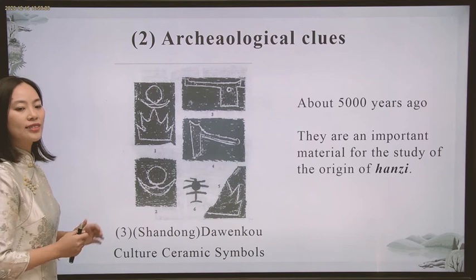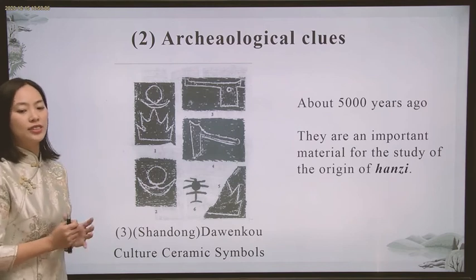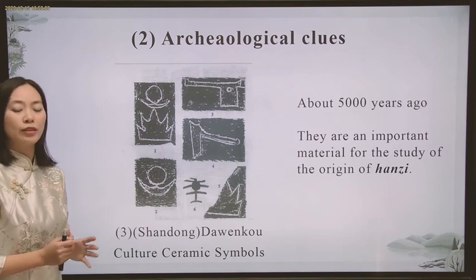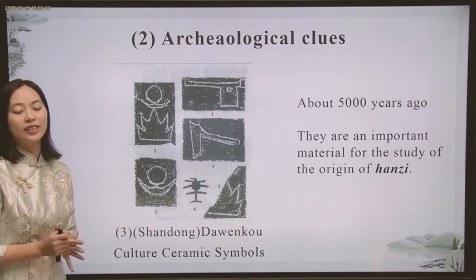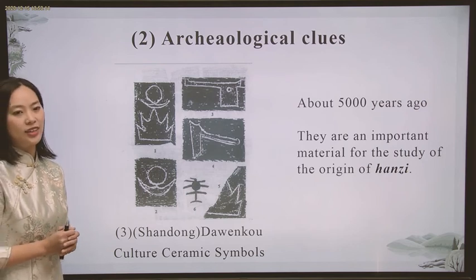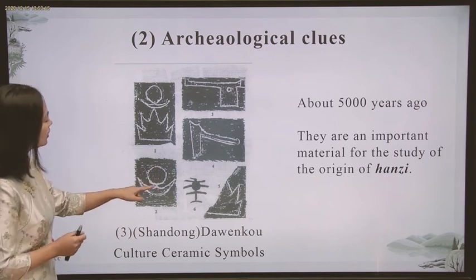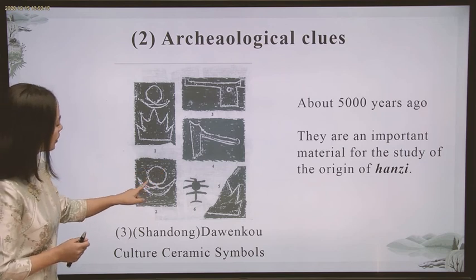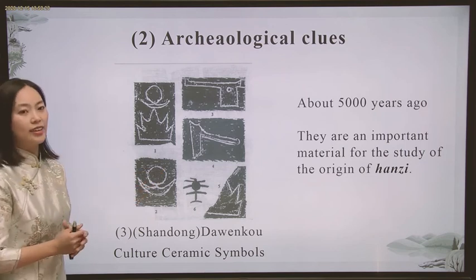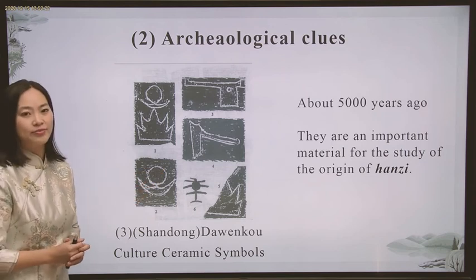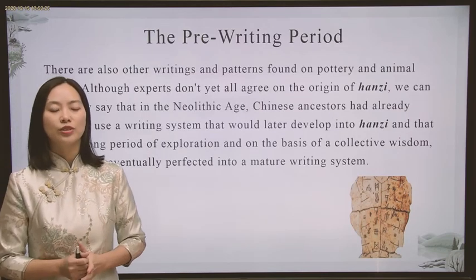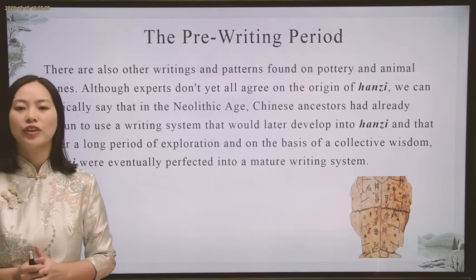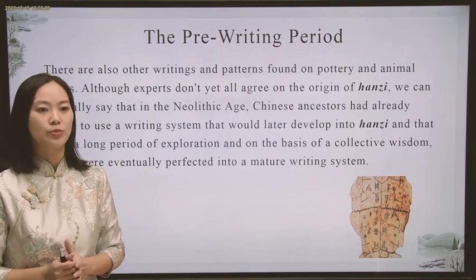These symbols are Dawenkou culture ceramic symbols, dating from 5,000 years ago. They are an important material for the study of the origin of Hanzi. Like this picture, this part is sun, this part is fire. Together they mean bright. So, there are also other writings and patterns found on poultry and animals' bones.